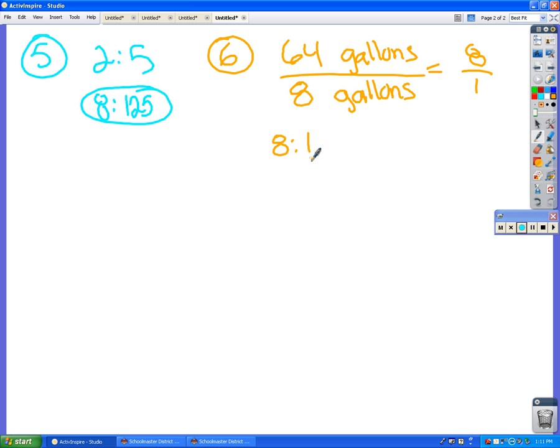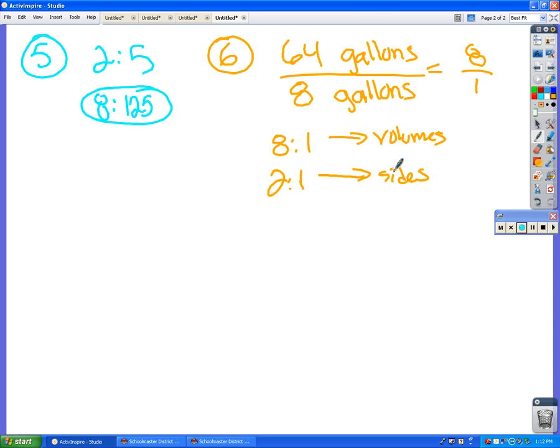Okay, so just like we did on number 4, if I know the volumes and I want to find the ratio of the sides, what do I do? Cube root it. So 8 cube rooted is 2, and 1 cube rooted is 1. Okay, so this is the ratio of the volumes, and this is the ratio of the sides.